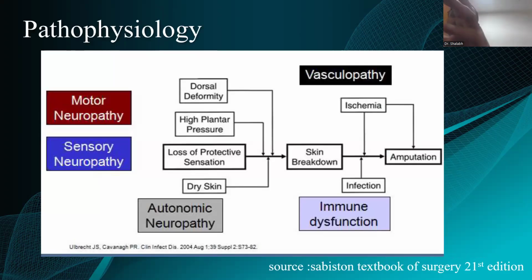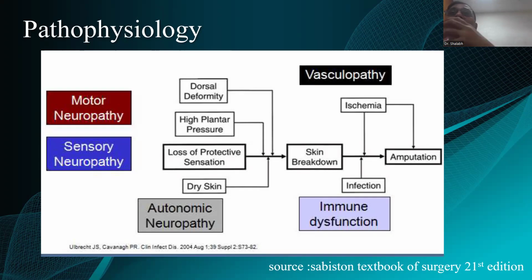So this gives an overview of the interplay of all these factors. There's relative ischemia because blood supply to the foot is reduced. That's the vasculopathy. A motor neuropathy, that means muscle and ligament weakness, which leads to deformities and abnormal pressure points on the sole of the foot. There's a sensory neuropathy, and this is very important because there's a loss of protective sensation.